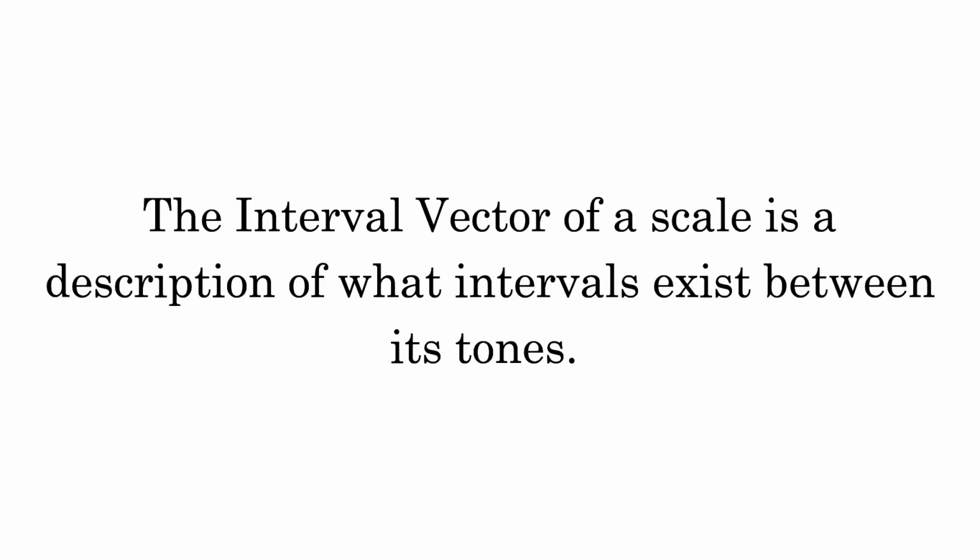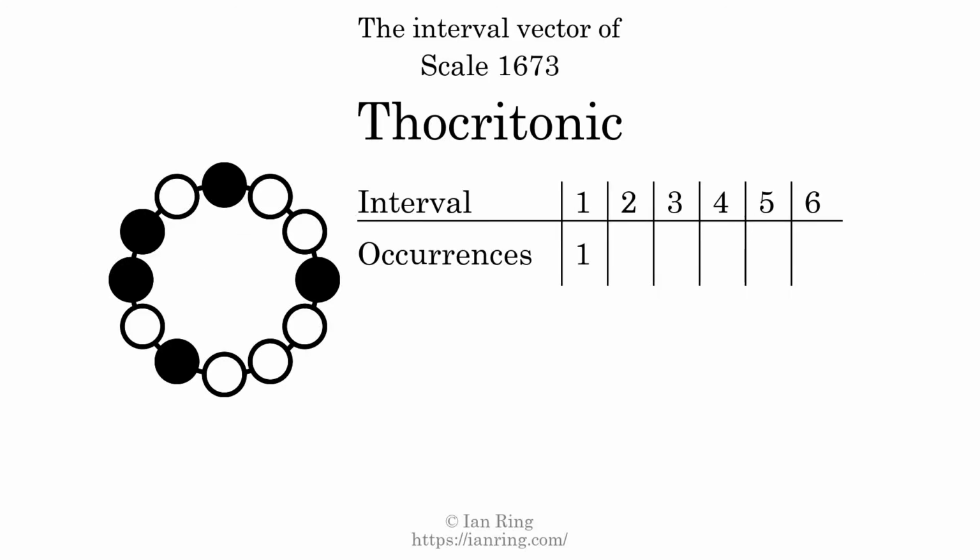The interval vector of a scale is a description of what intervals exist between its tones. There is one interval with a size of 1 semitone. It is here. There are 2 intervals with a size of 2 semitones. They are here and here. There are 3 intervals with a size of 3 semitones. They are here, here, and here.